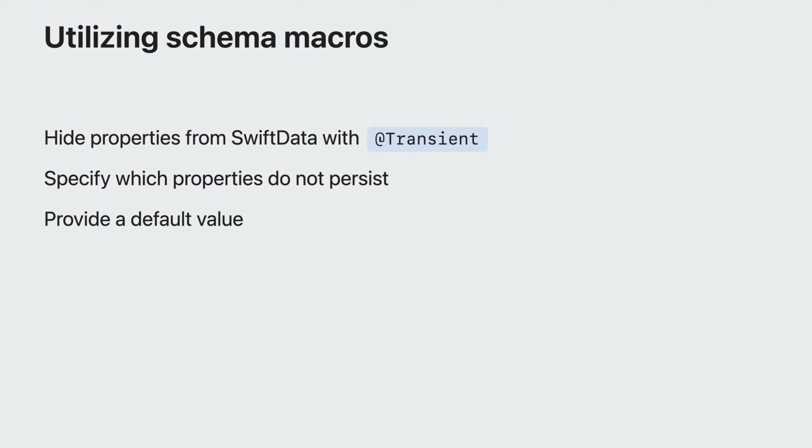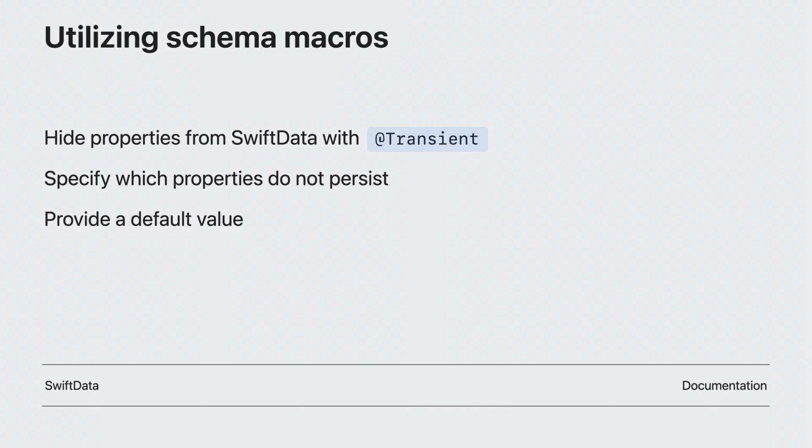Make sure you provide a default value for transient properties. This ensures they have logical values when fetched from SwiftData. For more information on utilizing these schema macros, check out the SwiftData documentation.